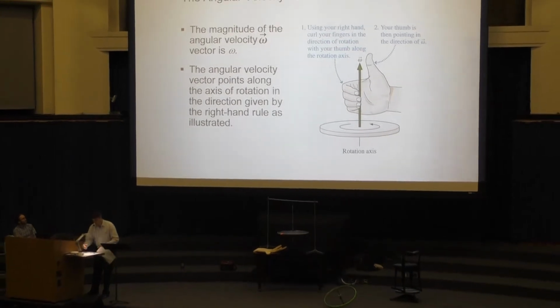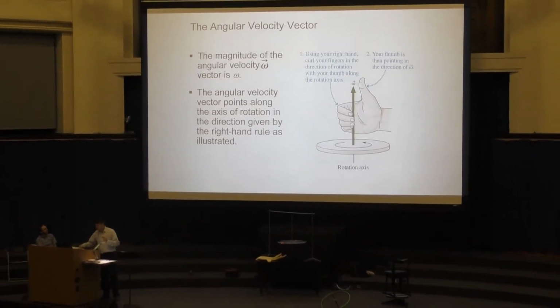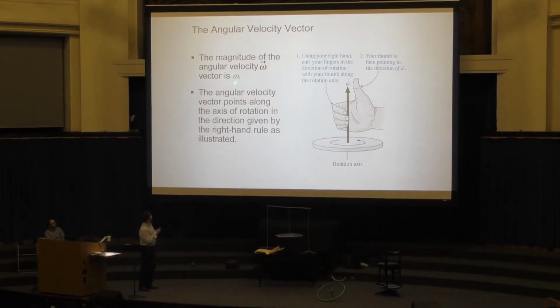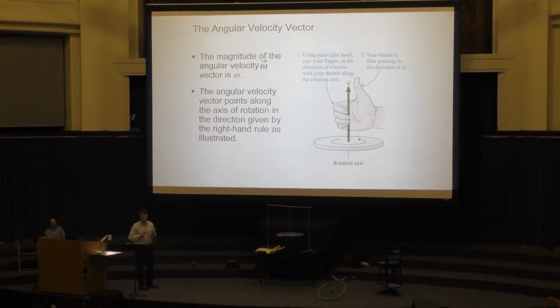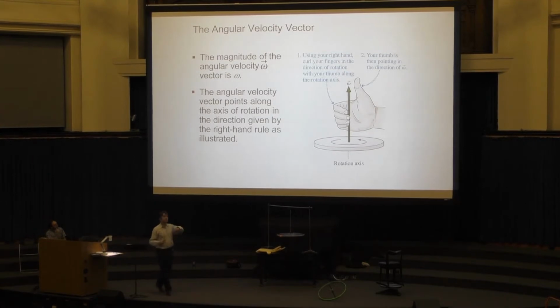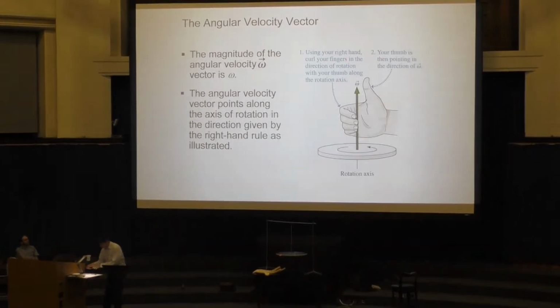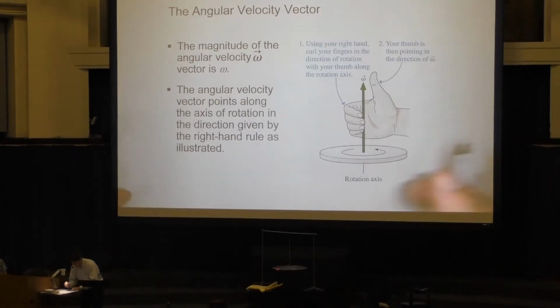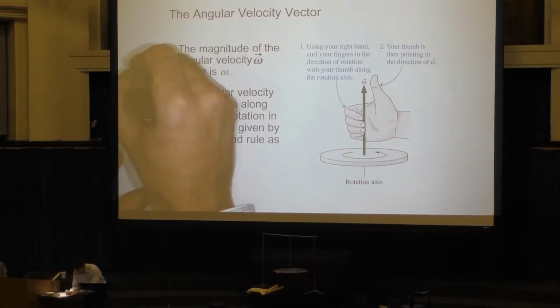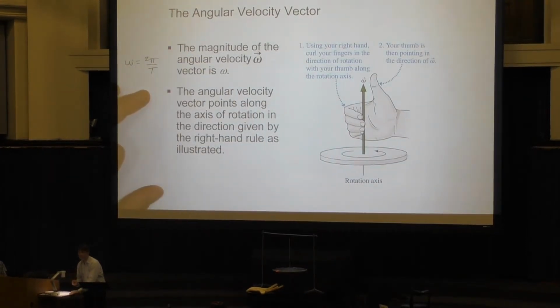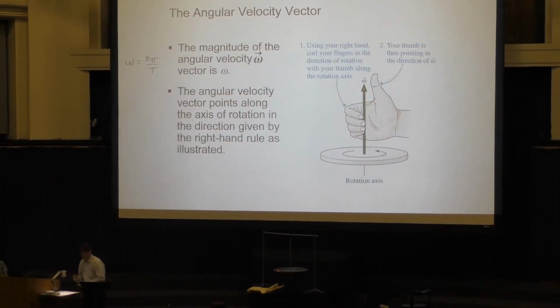The angular velocity vector has a magnitude of the angular velocity in radians per second. So that omega is still the same 2 pi over period that it was before, and we can write that down. Omega equals 2 pi over T, the period. So that's still our equation for the magnitude.